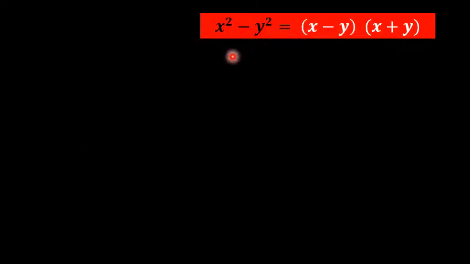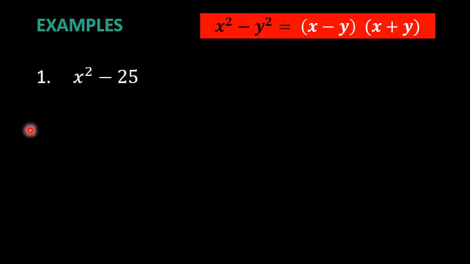This is the pattern: x raised to 2 minus y raised to 2 equals quantity x minus y, quantity x plus y. We will use this pattern when we factor the difference of two squares.